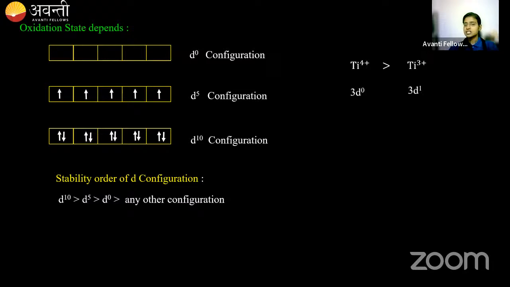What is the configuration for titanium 4 plus? Titanium 4 plus means it is 3d0. Titanium 3 plus means it is 3d1. So D0 is more stable compared to D1. So titanium 4 plus is more stable than titanium 3 plus. Got it? In the same way, if I go for manganese ion, manganese 2 plus and manganese 4 plus, 2 plus means 3d5, 4 plus means 3d3.